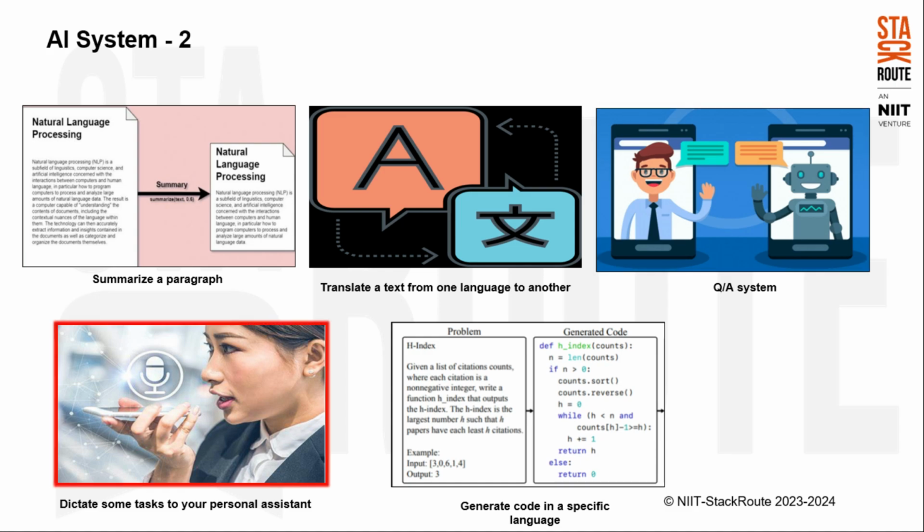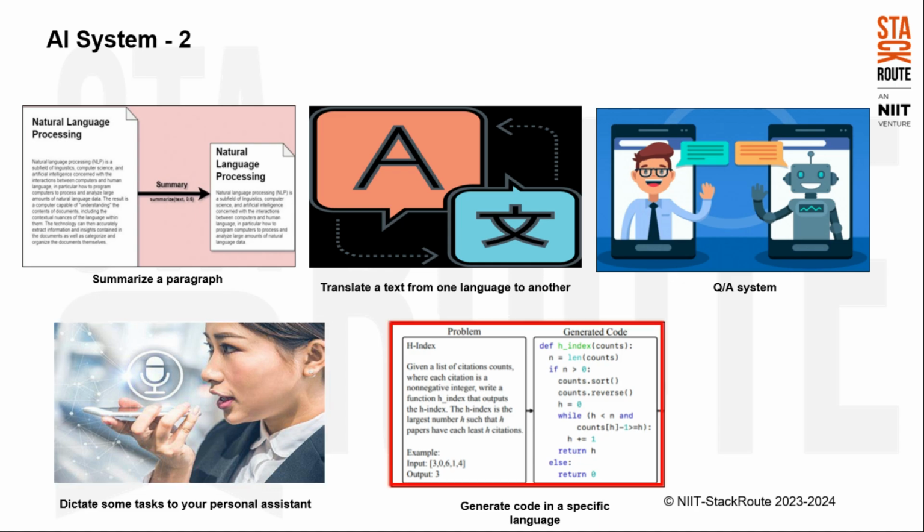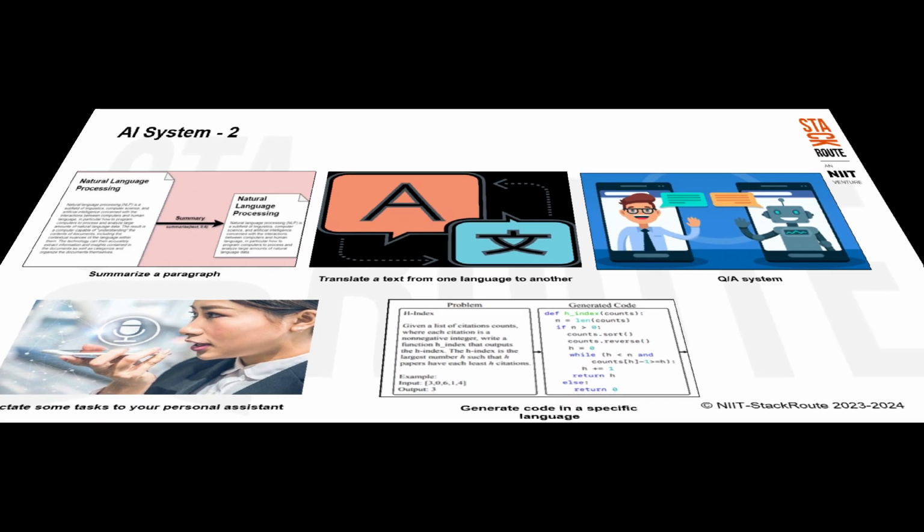Then you have dictating some tasks to your personal assistant, and finally we have generating a code by identifying the prompt. So you can write a prompt in English or in any language, and then the system is going to generate a code in any language of your choice. So you can write a prompt saying give me a Python code to sort a list, and the response is going to be a Python program. So let's call this AI system 2.